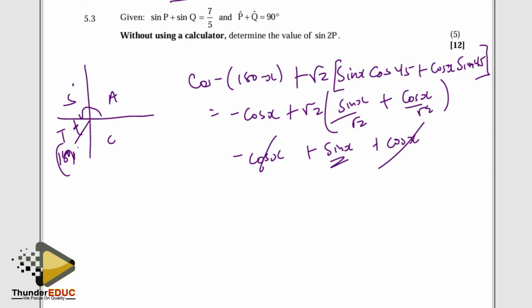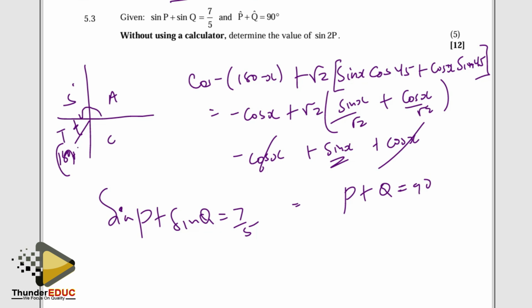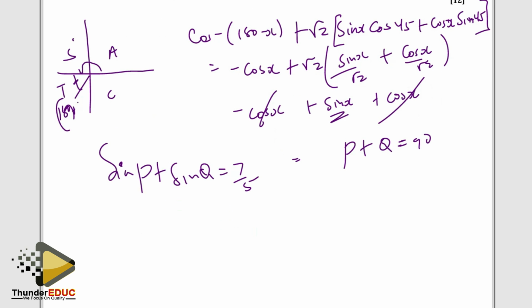5.3, given that the sine of p plus the sine of q gives us 7 over 5. Hey, how do we do this? And then p plus q must give us a 90. What's going on here now? Without using a calculator, determine sine 2p.